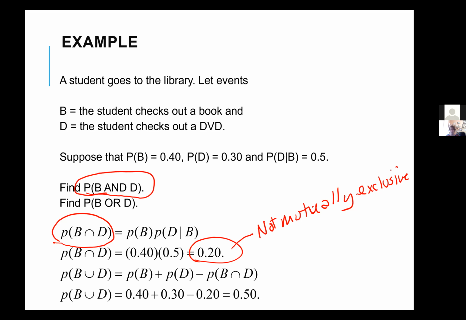So the probability of B or D occurring is the probability of B plus the probability of D minus the probability that both of them occur at the same time. So that would be 0.4 plus 0.3 minus 0.2, which we just calculated, which is 50%. So the probability that he goes to the library and checks out a book or a DVD is 50%, 0.5.